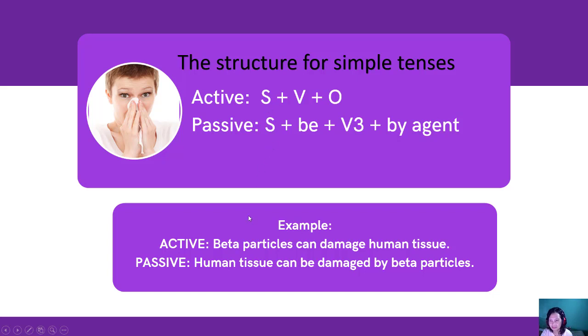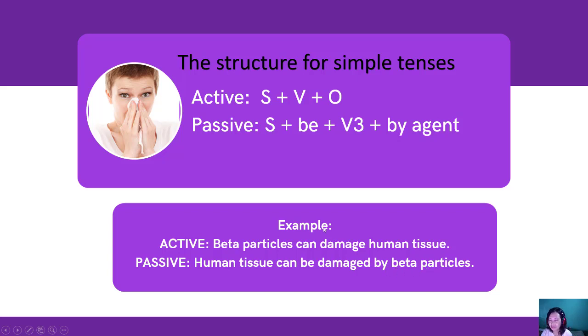Let's see here. Beta particles can damage human tissue. Passive: human tissue is put here. Human tissue can be damaged, verb 3, by beta particles. So beta particles, the subject here, is moved here, by beta particles. So this is the agent.